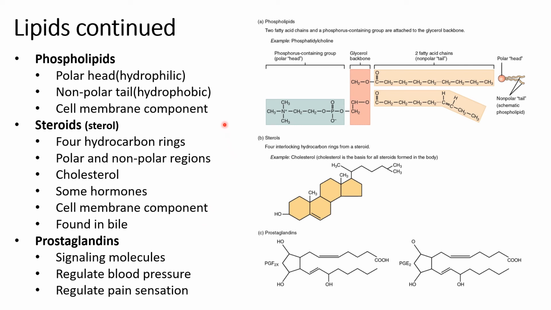So triglycerides from the previous slide, which is made up of fatty acids and glycerol, and phospholipids are good lipids to know. They belong to the lipid category, therefore they're organic, therefore they contain carbon and hydrogen.